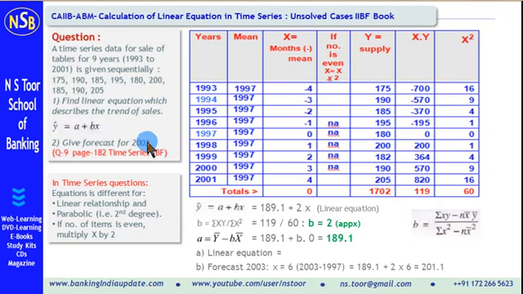2003 minus 1997, because it is year minus the mean, we get the value of x as 6. Now in this equation we place the value of x as 6, and in this way we are able to find the value for 2003. It is 201.1, so the forecast for the sale in 2003 will be 201. Based on this trend, this is going to be the sale for 2003.